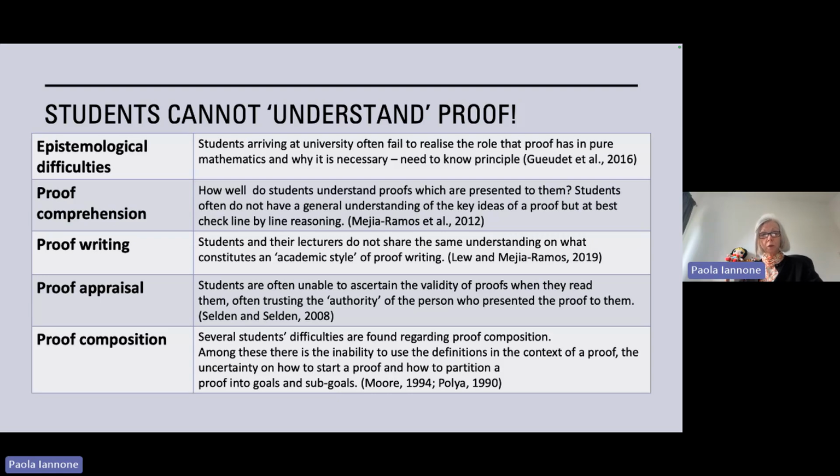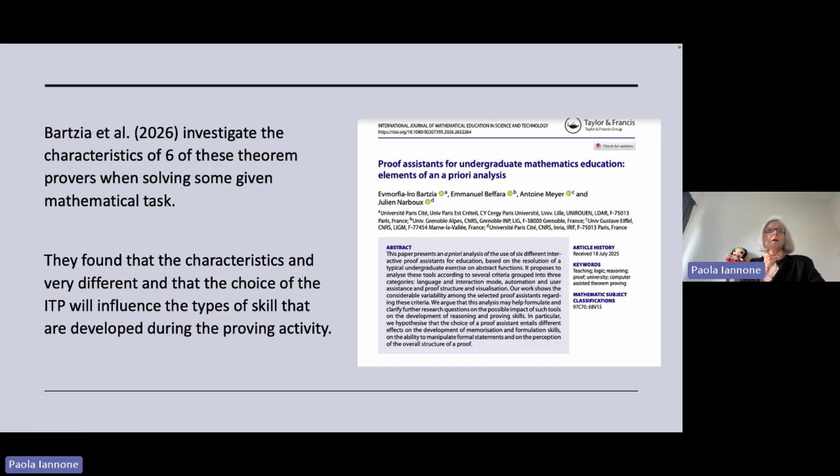And we want to talk a little bit now about at what price. The first thing that is interesting is that a group of scholars in France have tried to understand a priori what these theorem provers can do, and they've taken 5 or 6 interactive theorem provers and put them through exercises to try to understand what characteristics these theorem provers would flag. And the results are really interesting.